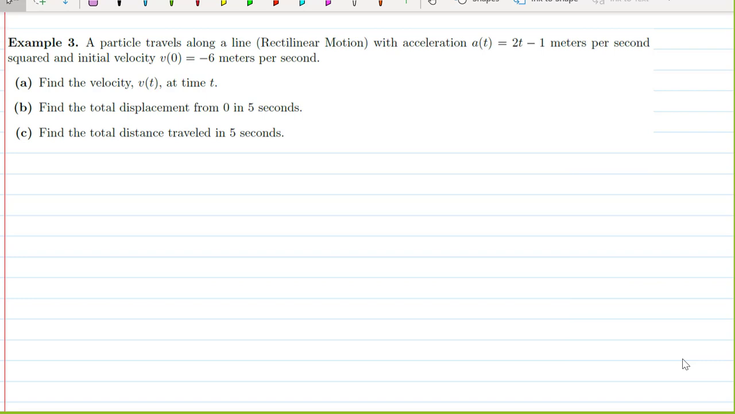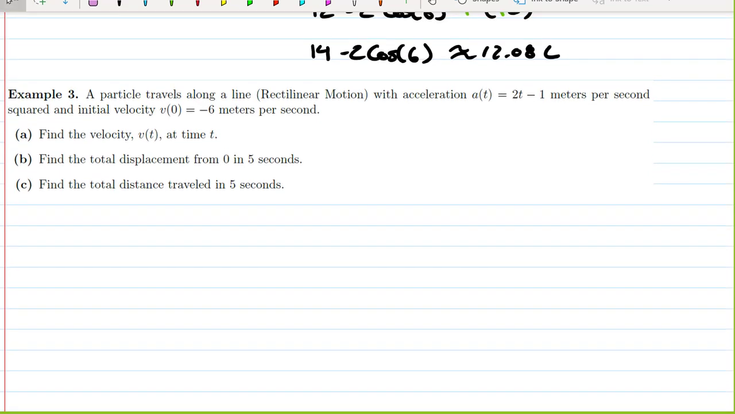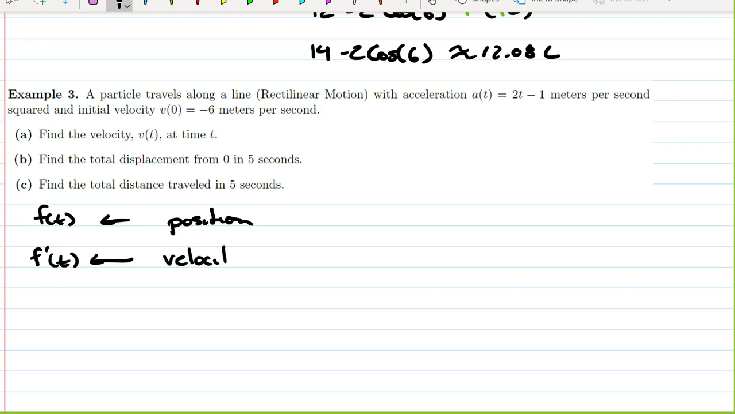So before we start doing this, there's a couple of things we want to remind ourselves of. If we have a function f of t that represents position, what does f prime of t represent? Well, the derivative of position is velocity. And then if we take another derivative, the derivative of velocity, so f double prime of t, is acceleration. So those were our properties for derivatives. The derivative of position is velocity, and the derivative of velocity is acceleration.